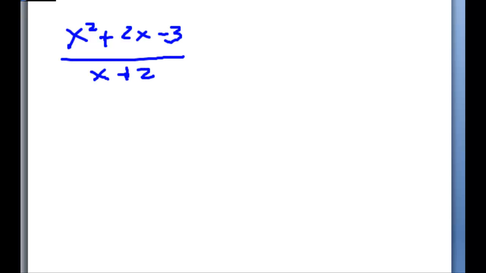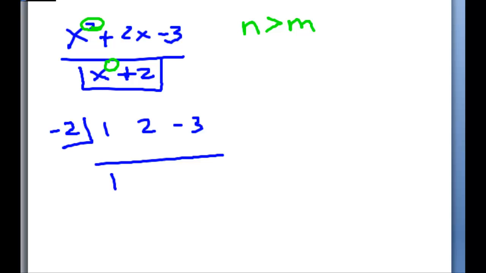If we have an equation such as x squared plus 2x minus 3 divided by x plus 2, here we have the degree of the numerator greater than the degree of the denominator. To find a slant asymptote, we're going to divide. And because we have x plus 2, we can use synthetic division here, which gives us 1. 1 times -2 is -2, 0, 0, -3. We can throw away the remainder.